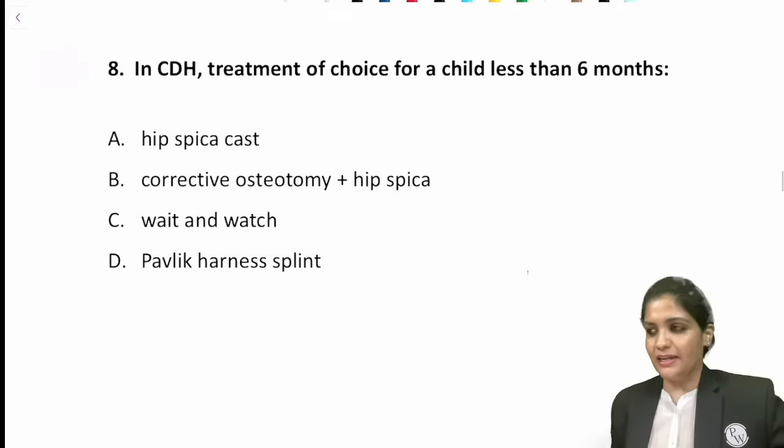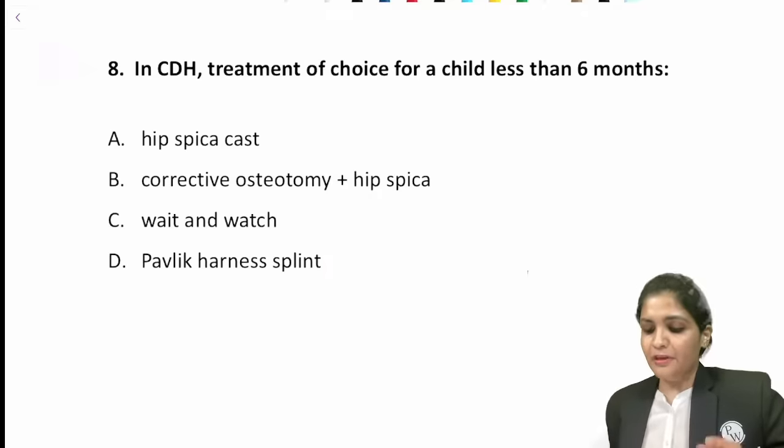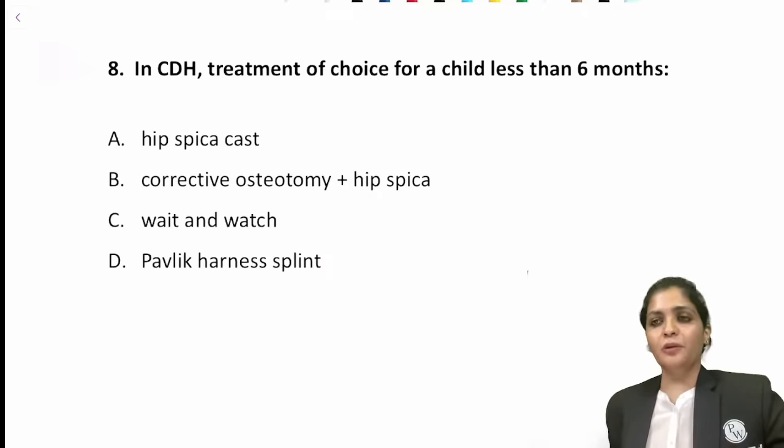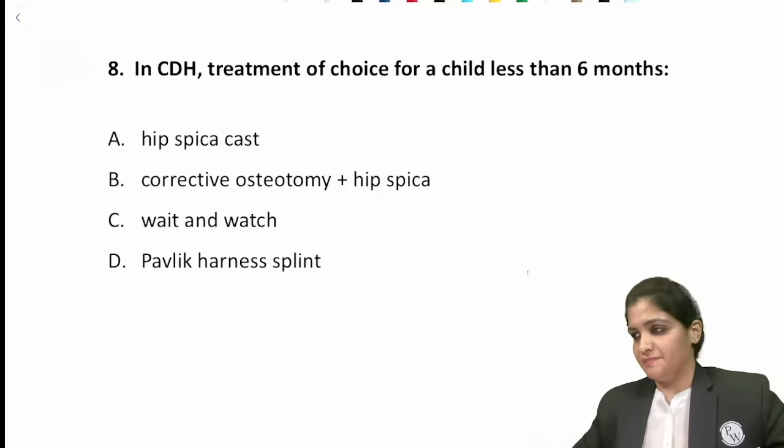So next, what is the next question? The next question is congenital displacement of hip. The treatment of choice for a child less than 6 months. What would be the treatment of a child with congenital hip dislocation with the age of less than 6 months?